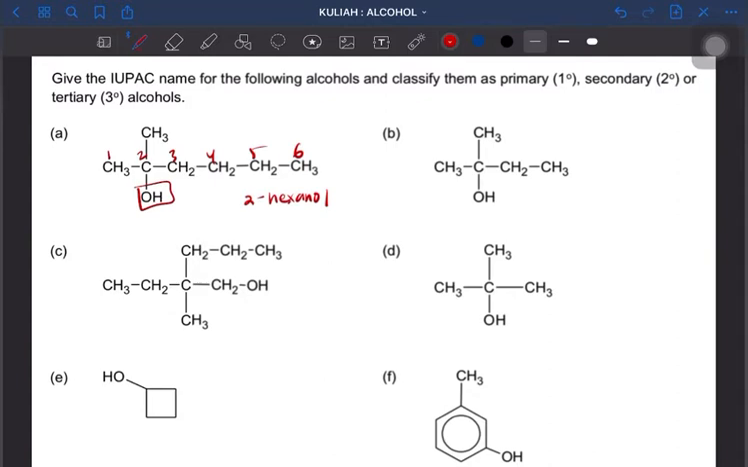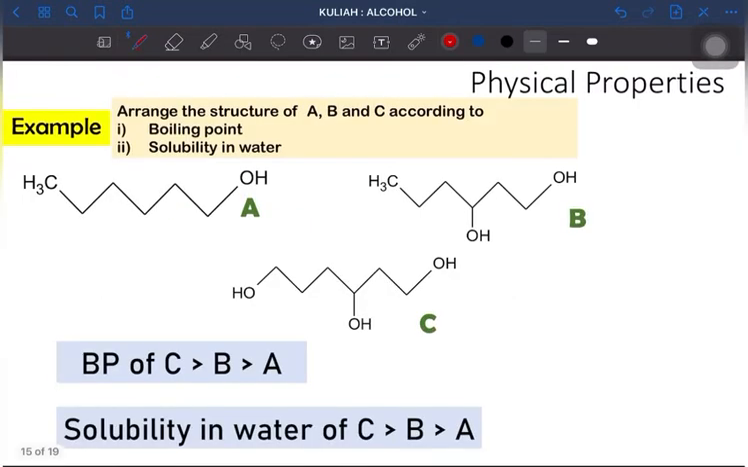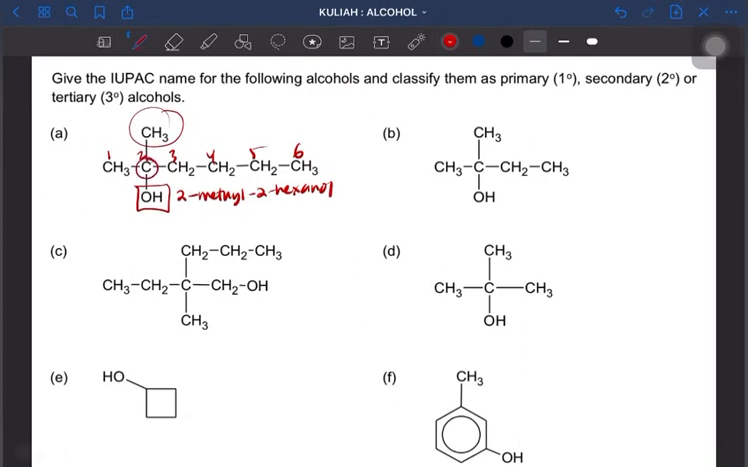And on carbon number 2 we also have a methyl substituent. So 2-methyl-2-hexanol. Now, our OH is bonded to this carbon, which is bonded to 1, 2, 3 carbons. So this carbon is a tertiary carbon, and this alcohol is a tertiary alcohol.